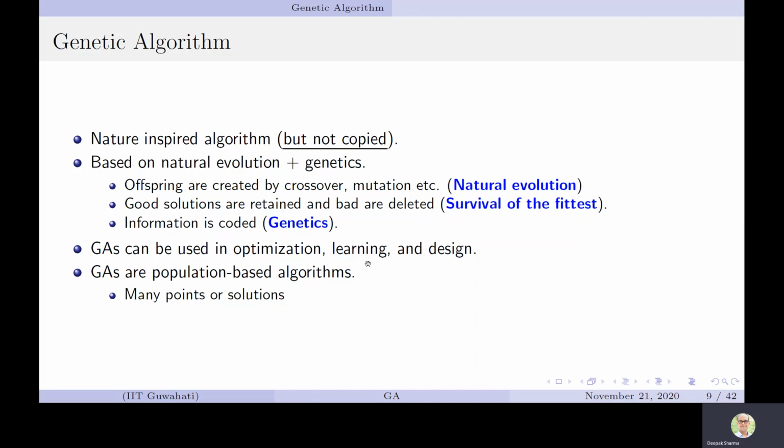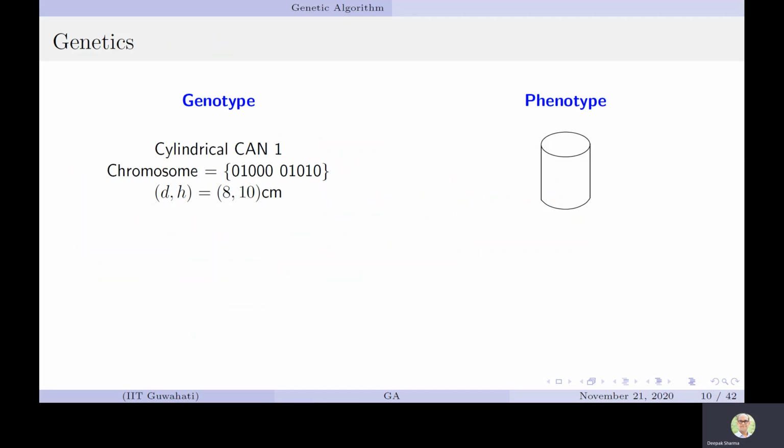GA can be used in optimization, learning, as well as in designing. The important point is GAs are population based algorithms, meaning that instead of one solution, we will be working on many solutions, and these solutions will work together and try to find the optimal solution for the given problem.